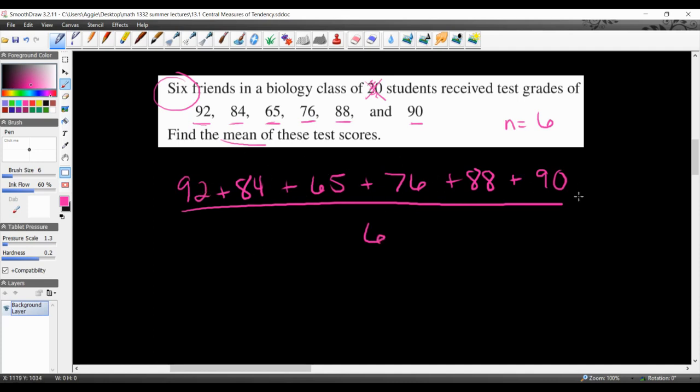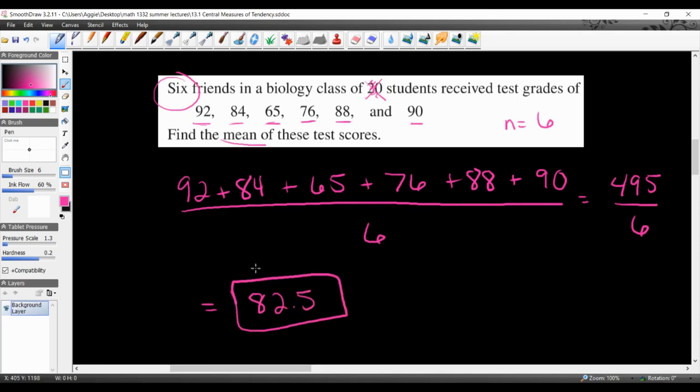And when we do this, if we add this up correctly, we get 495, and again divided by 6. Divide this out, and we get 82.5. So the average arithmetic mean of the test scores was an 82.5. Okay, and that's how you do that.